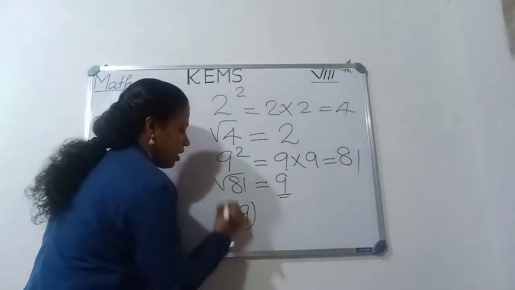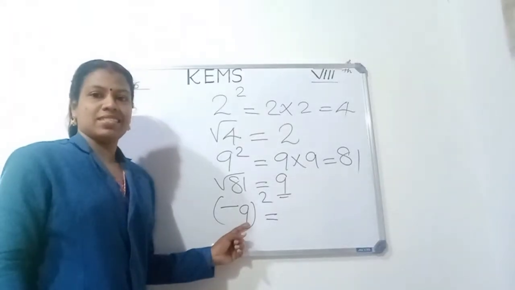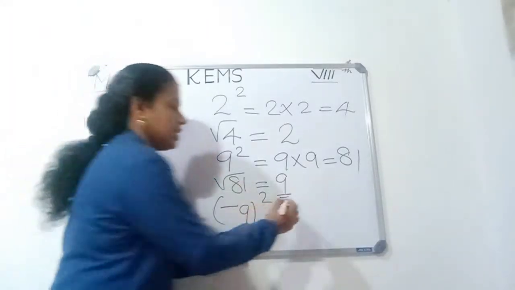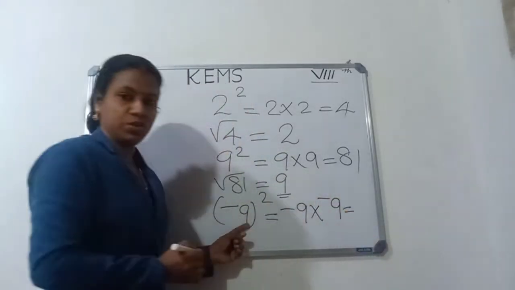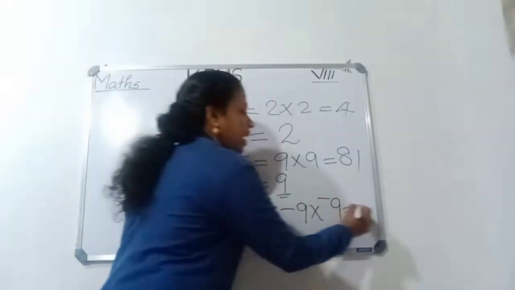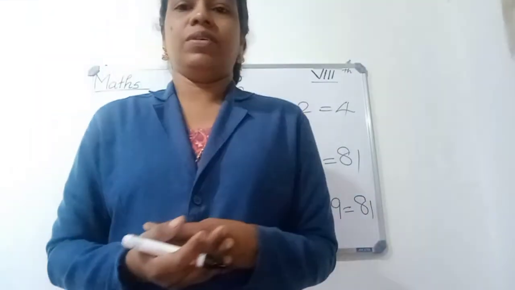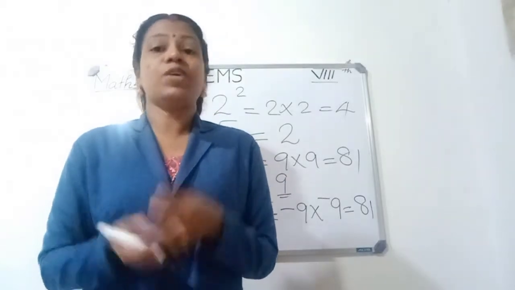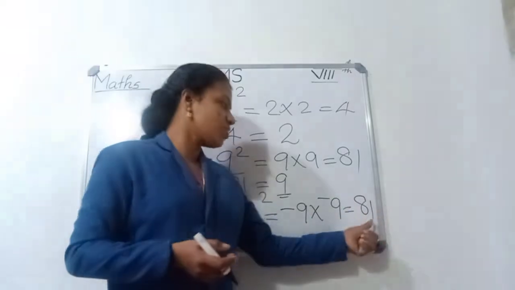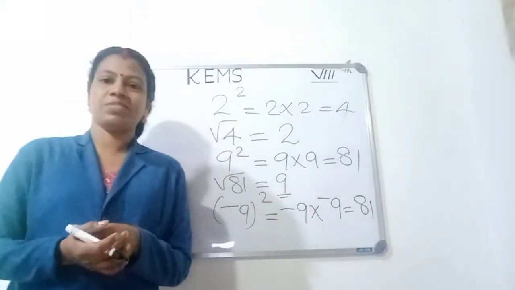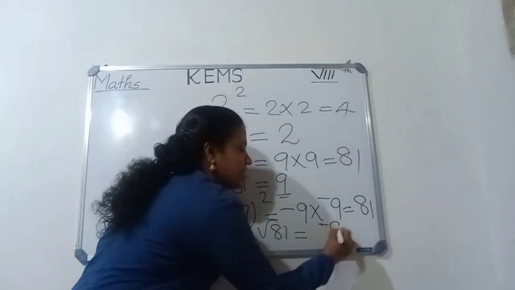Minus 9 square. What is the square of minus 9? Yes. It is minus 9 into minus 9, which is equal to 81. Two negative 9s equal to plus 81. Isn't it? Yes. Then what is the square root of this 81? Square root of this 81 equal to minus 9.